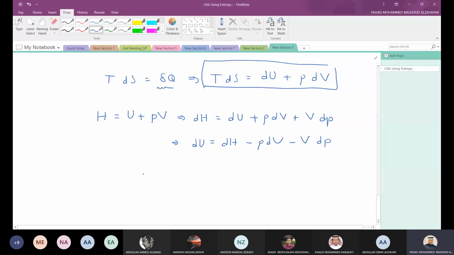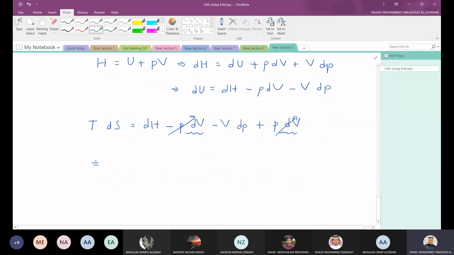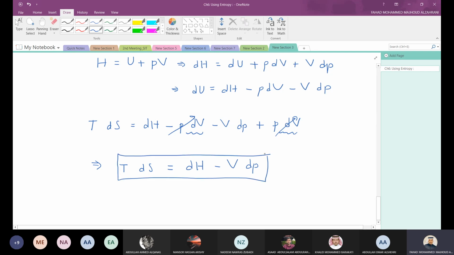Okay, so let's do that. Let's take this TdS equation. So we have TdS equals, now let's remove du and put dH minus pdv minus vdp. Let's continue plus pdv, which is from this original TdS equation. What do you notice here? We can cancel what? pdv with pdv. This will cancel. So you're left with the second TdS equation, which is TdS equals dH minus VdP.